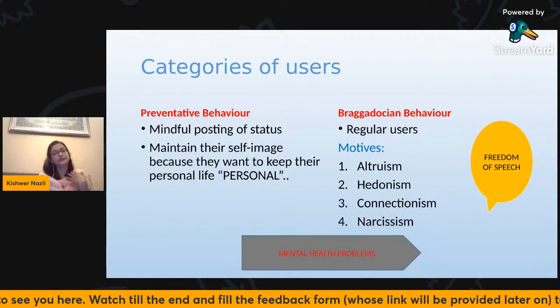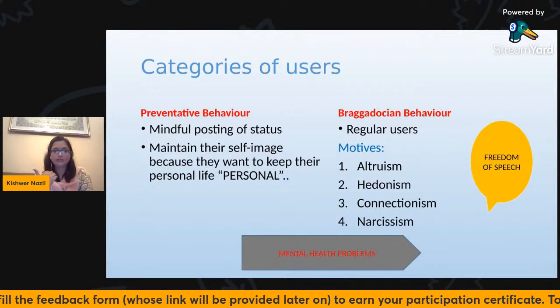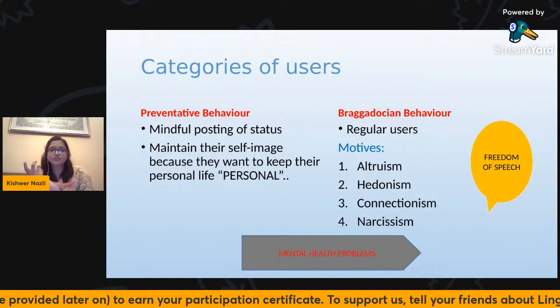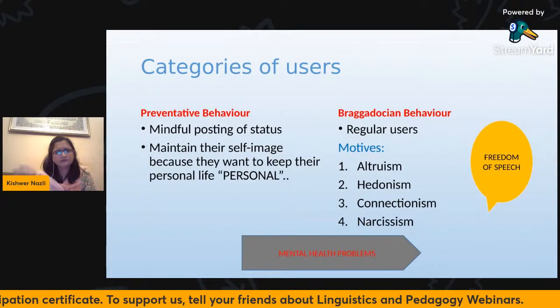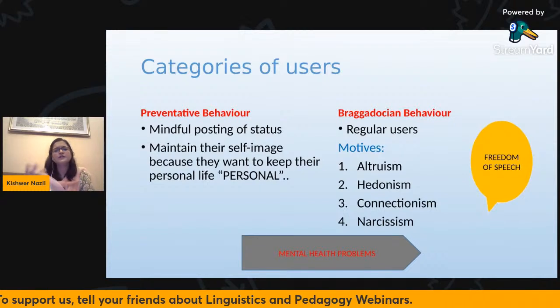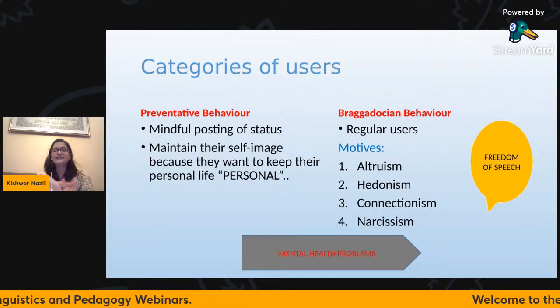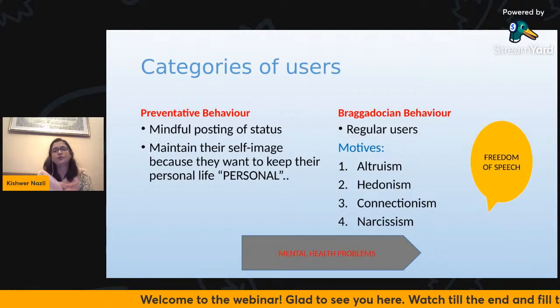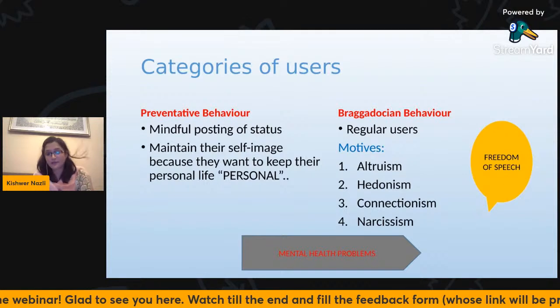Second is hedonism. Hedonism means people want pleasure all the time, for themselves. So they upload their pictures, their achievements, their laurels, whatever. They want only pleasure. Connectionism, the people who want to connect throughout, have no specific intention. They just want to know what is going on around the world, who the people on the internet are, who is the most famous celebrity nowadays.